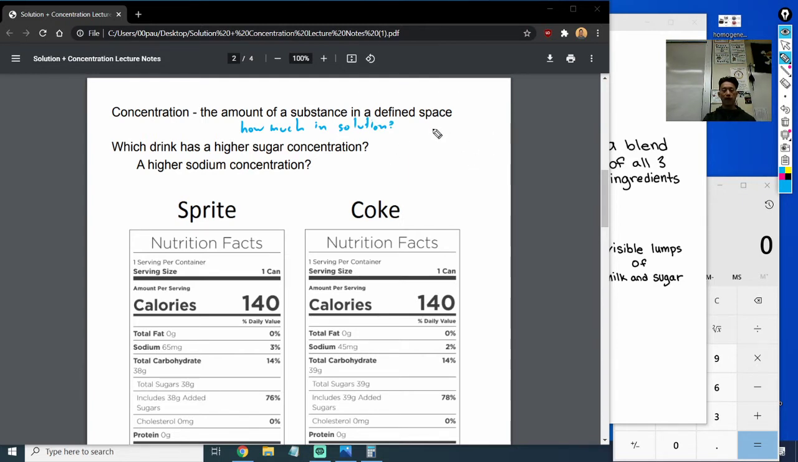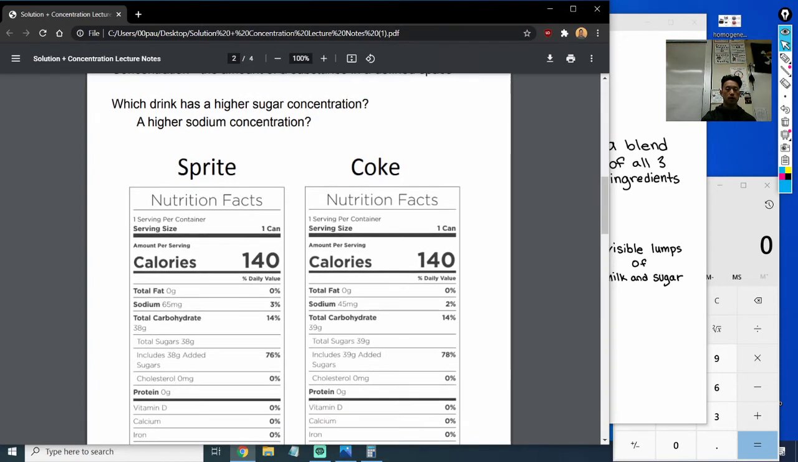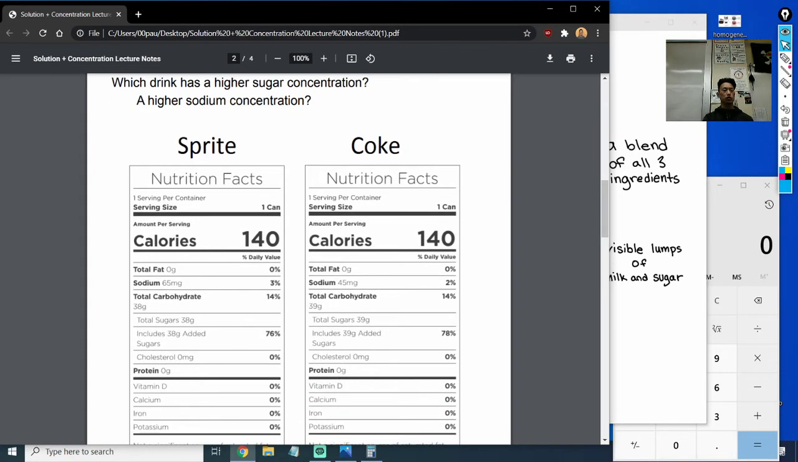So if you have a higher concentration, that means you have more stuff inside that solution. But if you have a low concentration, you have less stuff inside of that solution. So we're going to take a look at some nutrition facts for my two favorite sodas, Sprite and Coke, to see the different ways we can talk about concentration. So let's take a look at this.